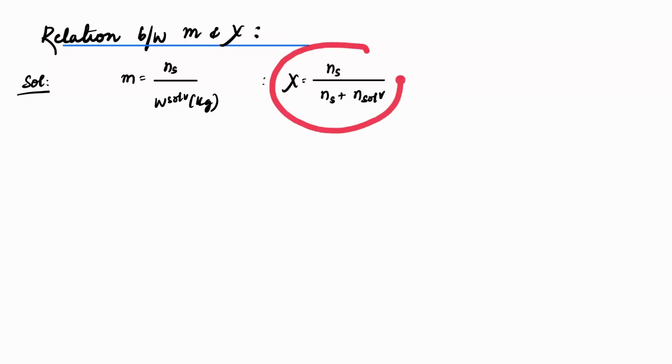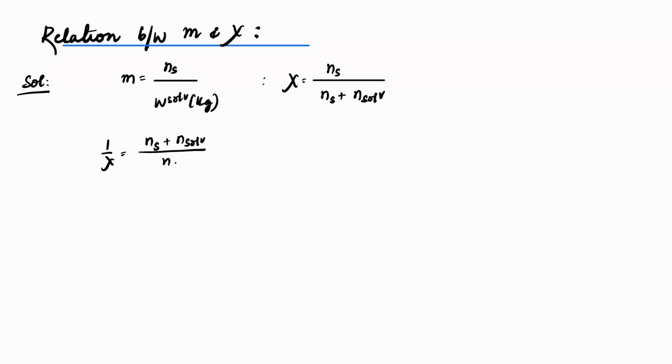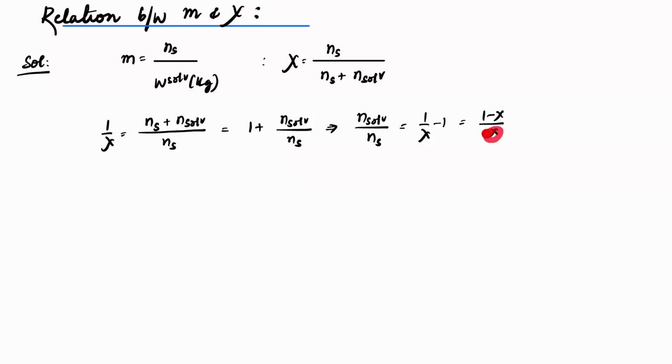Now see how I can play around with this x here. So first I'll reciprocate this. Then I'll get ns plus n of solvent by ns, which makes it 1 plus number of moles of solvent by number of moles of solute, which makes number of moles of solvent by number of moles of solute equal to 1 by x minus 1. So 1 minus x by x. This is not x exactly, we call it chi.